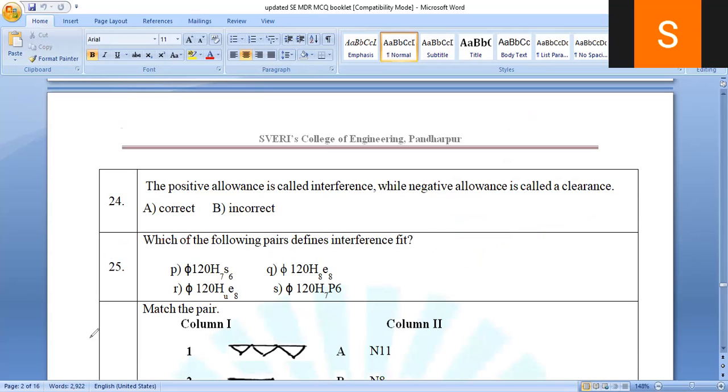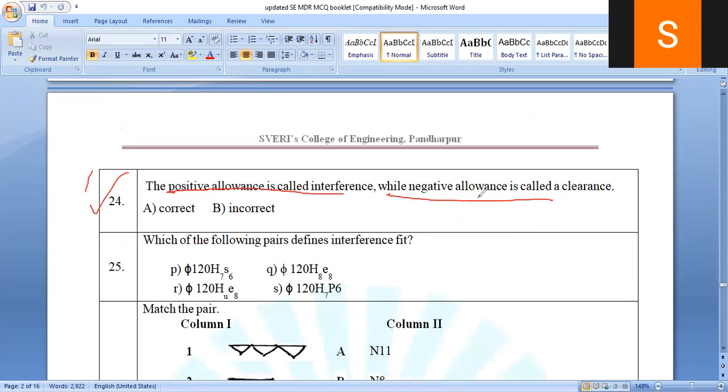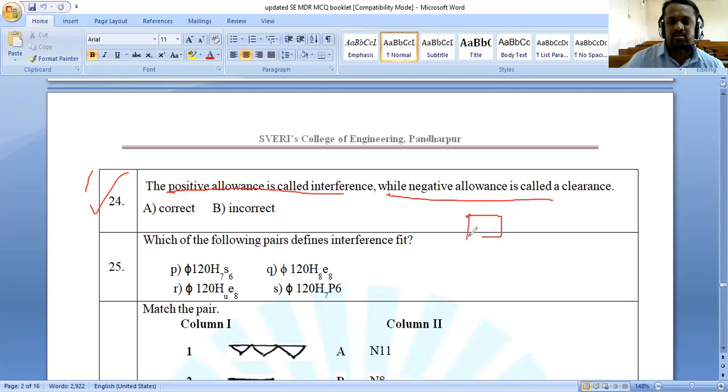Question 24. The positive allowance is called the interference bit, and the negative allowance is called the clearance bit. Incorrect. What is the true condition for that? Okay, what is the condition? If the shaft is smaller and the hole is bigger, okay, this condition is called the positive allowance.